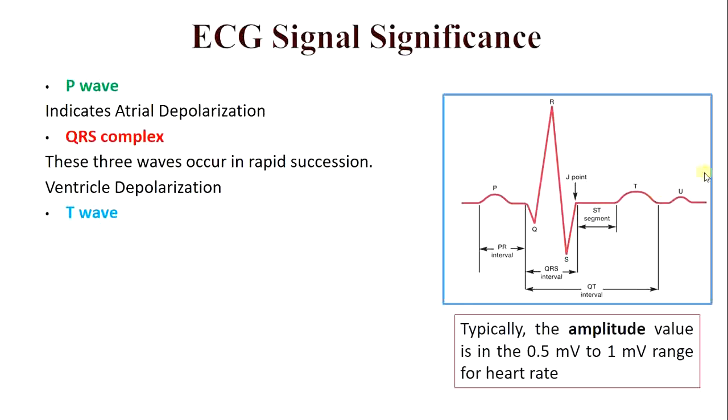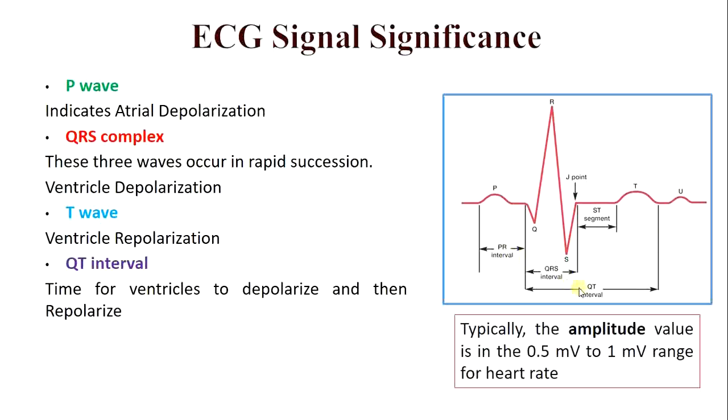The next is the T wave. So ventricle muscles get relaxed and the pressure in the ventricles comes down, the semilunar valves get closed and the supply of blood will stop. And this T wave is showing you nothing but the relaxation of ventricular muscles, that is ventricular repolarization. In the figure you can see this QT interval. The QT interval is the time for the ventricles to depolarize and then again repolarize.